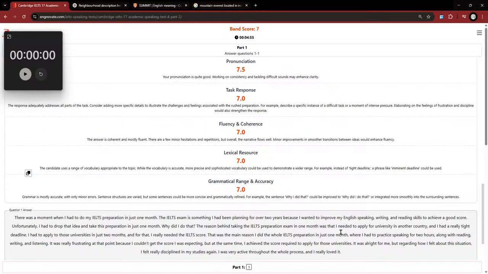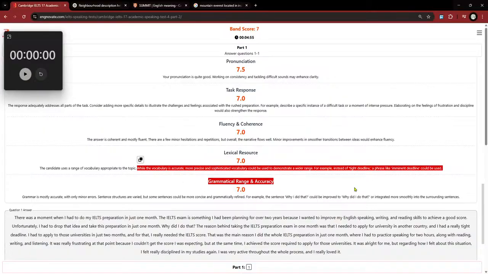The candidate uses a range of vocabulary appropriate to the topic. Well, accurate.